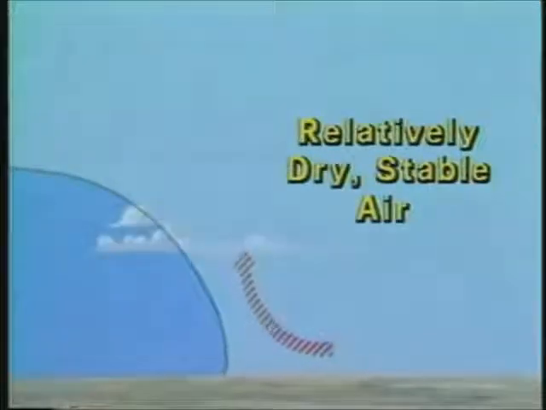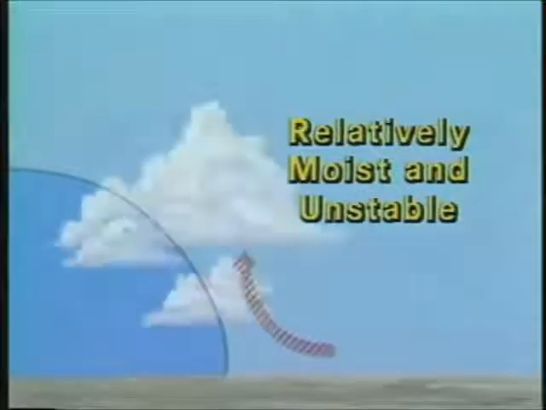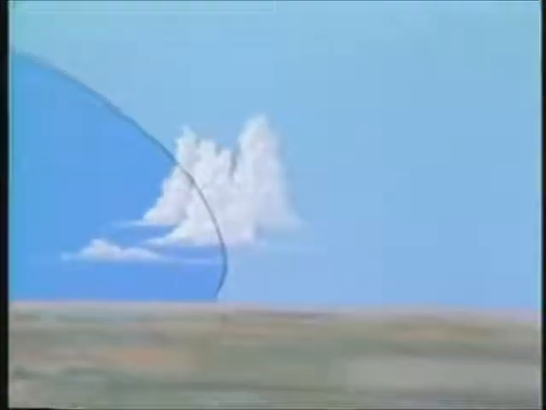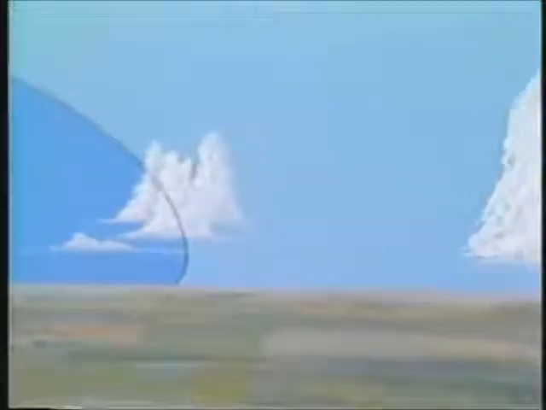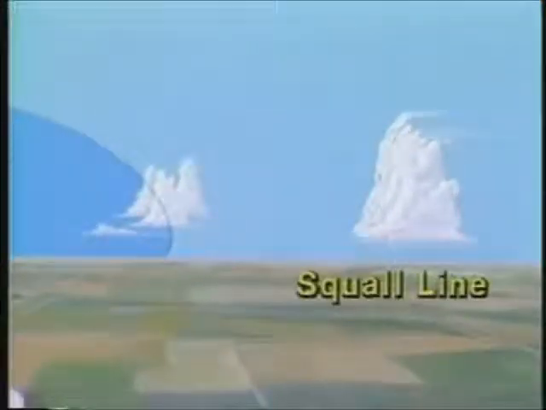If this warmer air is relatively dry and stable, stratiform clouds form in the vicinity of the advancing cold front. If the warmer air is relatively moist and unstable, cumuliform clouds may form along the front. A rapidly moving cold front can create thunderstorms many miles ahead of the frontal boundary. A line of these thunderstorms parallel to the front is called a squall line and can contain violent weather.